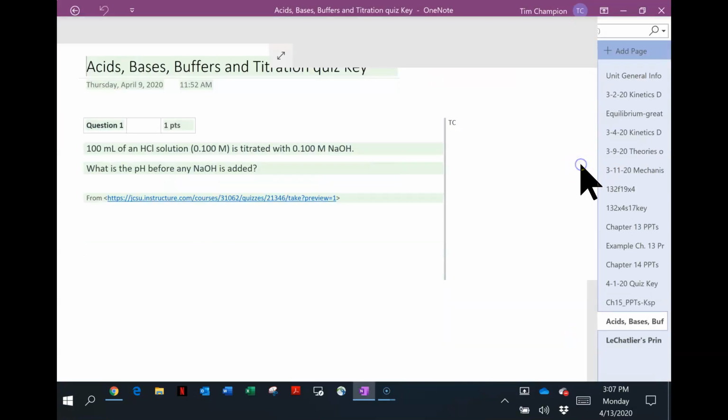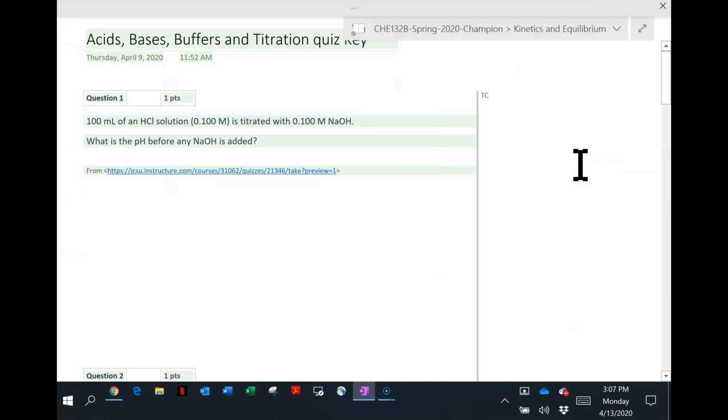Hi there. This will be a review of our acids, bases, buffers, and titration quiz. So I'm going to be going through the questions on the quiz and working those out for you.